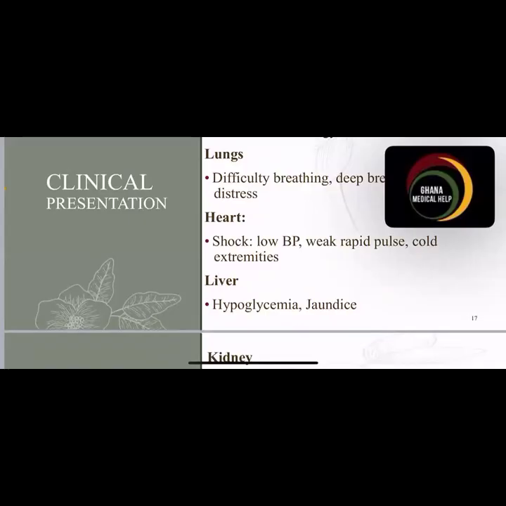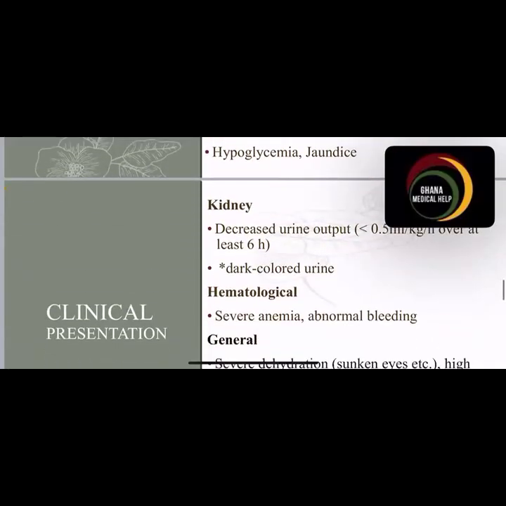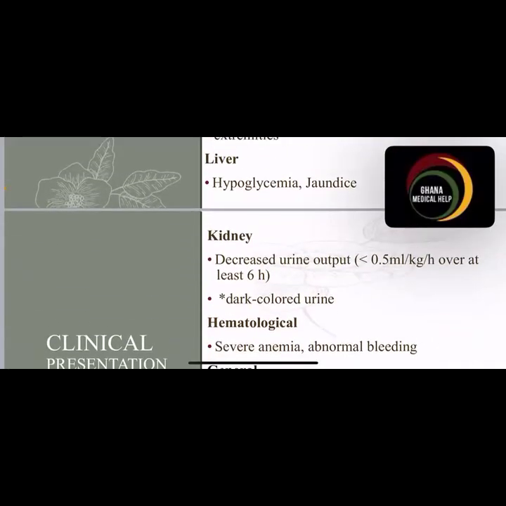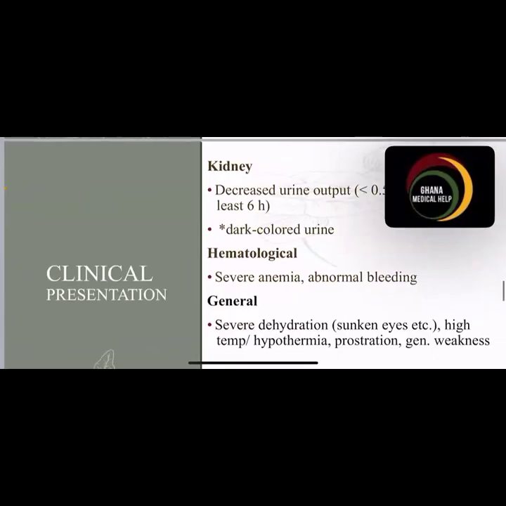The liver, you see hypoglycemia and jaundice. Kidney, of course, you see reduced urine output and cola-like urine as they will present to you. In fact, it's one of the things that scares them. Once they see the cola-like urine, they're usually afraid. Hematological, you see severe anemia, abnormal bleeding. The severe anemia usually is less than 5 in kids and less than 7 usually in adults. This is according to WHO.